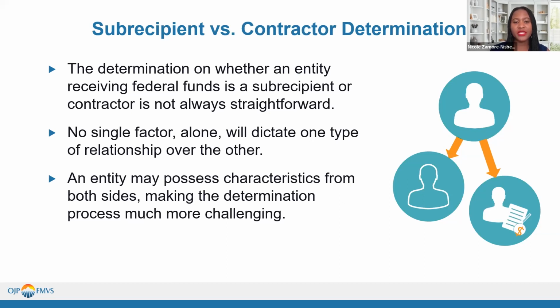So the determination between a subrecipient and a contractor. The determination on whether an entity receiving federal funds is a subrecipient or a contractor is not always straightforward. You should not expect one single factor by itself to determine the category an entity will fit. Be mindful that sometimes an entity may possess characteristics of a subrecipient and a contractor, making the determination process a little bit more challenging. So that's something to be mindful of as we're going through different things.